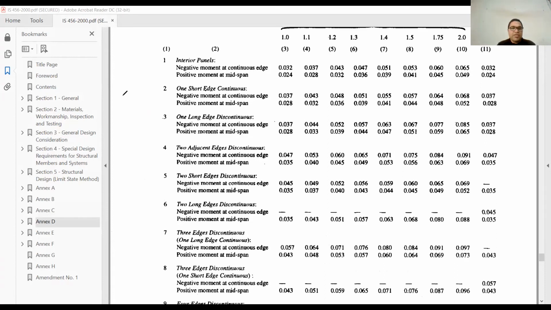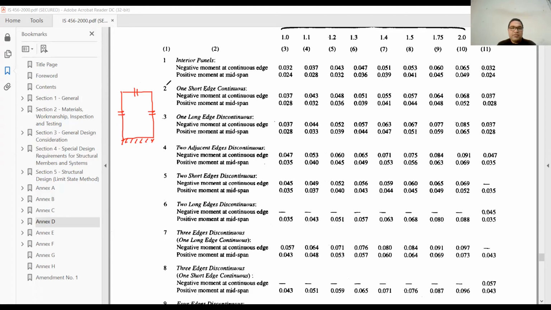Again, I am making our diagram to understand our case. This one is continuous, this one continuous, this one continuous. This one is fixed. Now, I think if we read our edge condition for this slab as 3 edges continuous and 1 as discontinuous, then it will not fall in these 9 cases. So how can we read it?